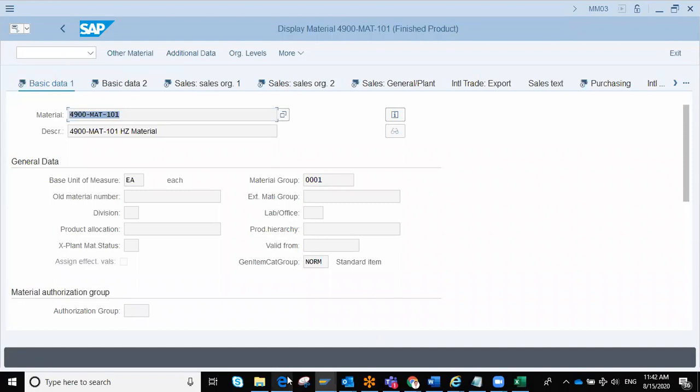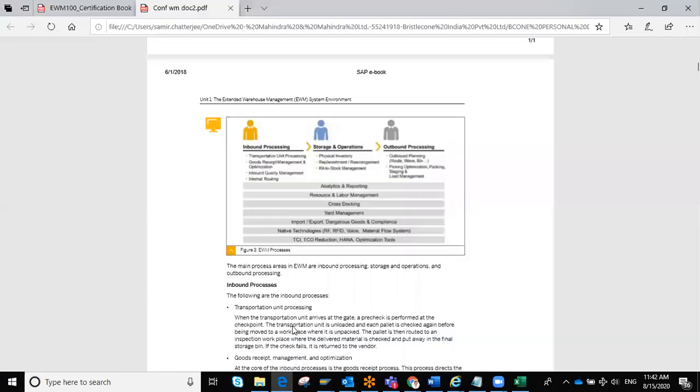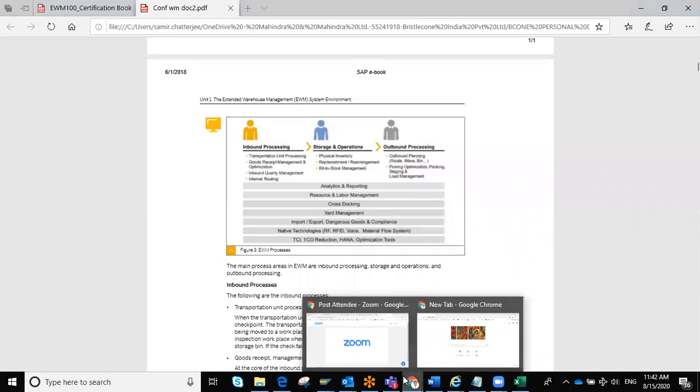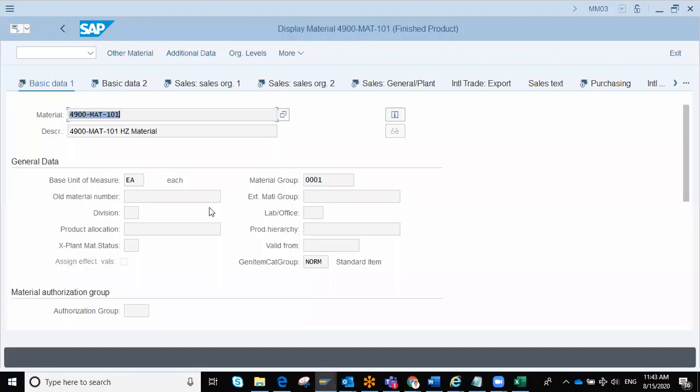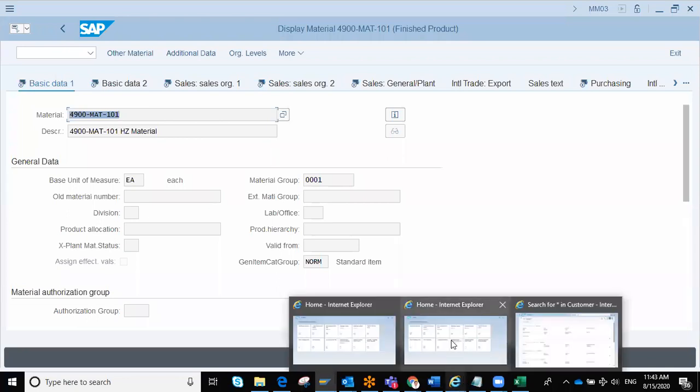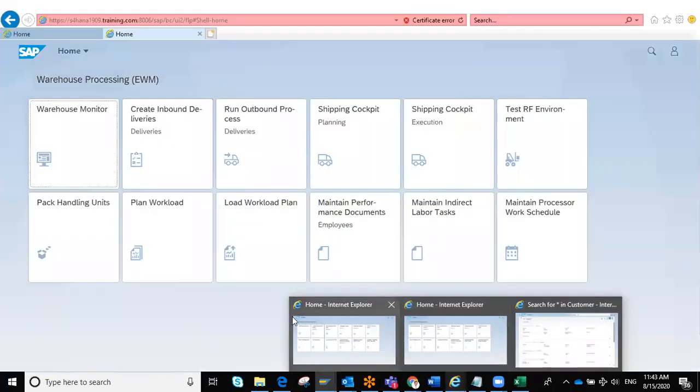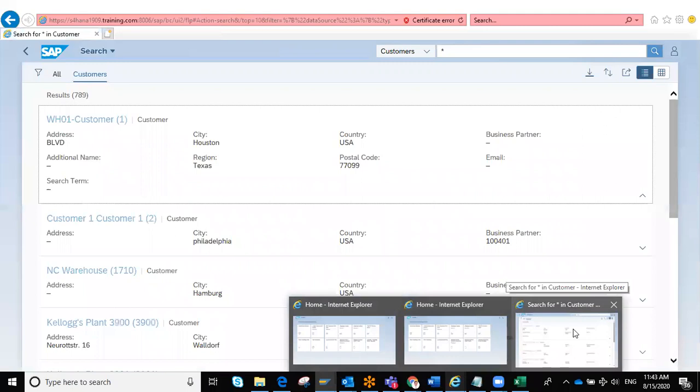So you will get the access to Fiori apps also. I think I have shown you these Fiori apps. Right. So the Fiori app you can also see. This is the Fiori app.